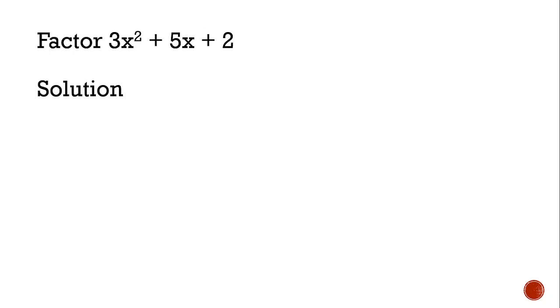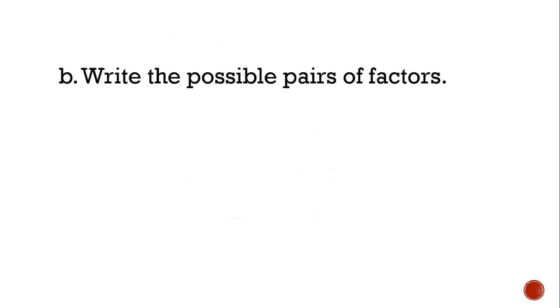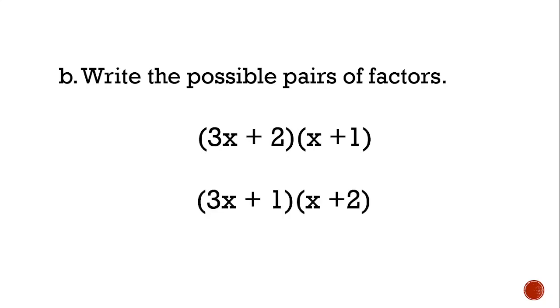So let's start with method 1, trial and error. So we have here, factor 3x squared plus 5x plus 2. And here is our solution. First step, factor the first and last terms, which is 3x squared, na ang kanyang factors ay 3x times x, and 2, which is yung factors niya ay 2 times 1. Then second step, write the possible pairs of factors, which is 3x plus 2 and x plus 1, and 3x plus 1 and x plus 2.